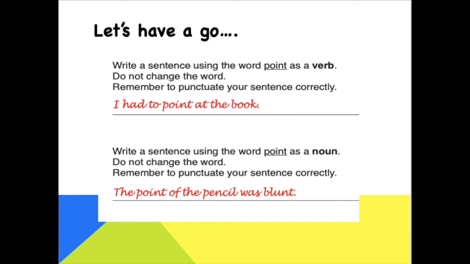And using the word point as a noun. The point of the pencil was blunt. It's the part of the pencil. It's clearly a noun. Once again, capital letter at the beginning, full stop at the end. And simple sentences. Simple sentences are the way forward. Don't overcomplicate it. You just need to use the words correctly in a sentence to get the mark.